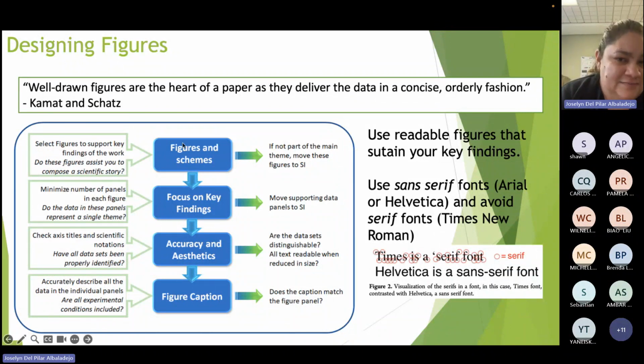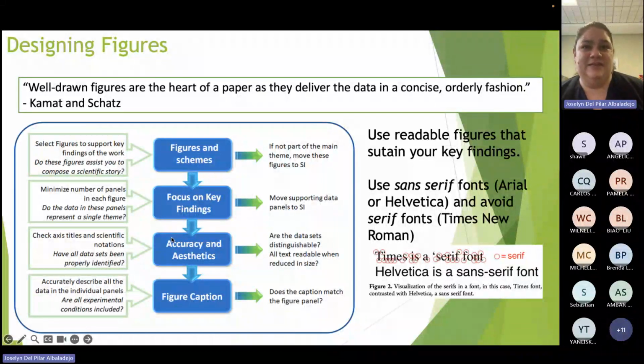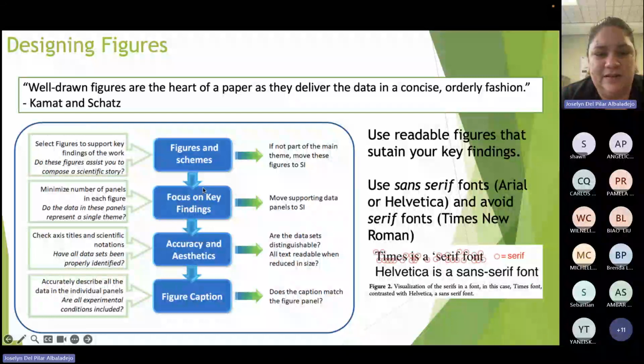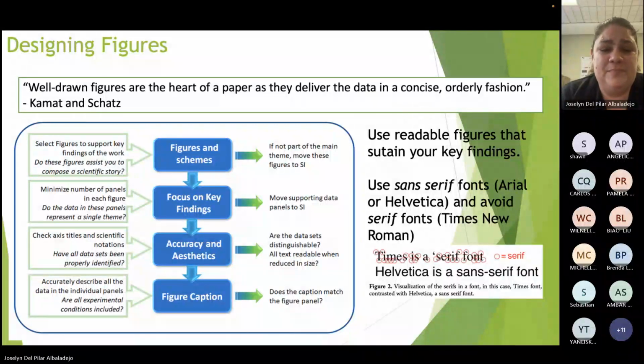Design your figures. Decide what's important, what goes in the paper, and what does not go in the paper but goes in the supporting information. Try to reduce the number of panels. Sometimes you see figures that have a lot of panels in them, and it's really hard to follow. So try to minimize the amount of things that you put in there. Make sure that they're accurate. So the axes, that they have the units, can you read them? And then make sure you caption them. That's important too.